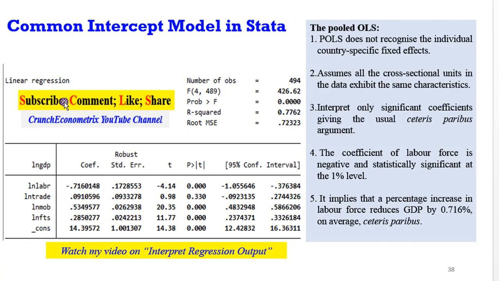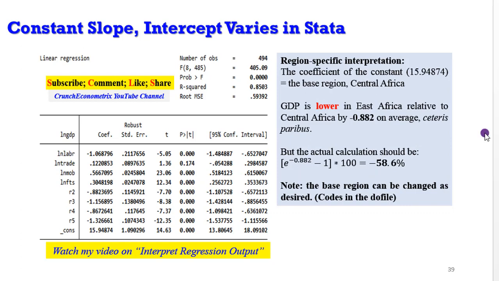Let's compare that result to the pooled OLS analysis. I didn't repeat it again because I did it in the first video, so this is the result. Here we can see the pooled OLS where we have a common intercept. The results are significantly different. Number 1, you'll observe that only 1 constant is here. And here we have the results where the intercept varies along regions. So how will you interpret this? For region-specific interpretation, remember I said the coefficient of the constant represents that of the base region, which is Central Africa. And all interpretation must be made in reference to the base region.